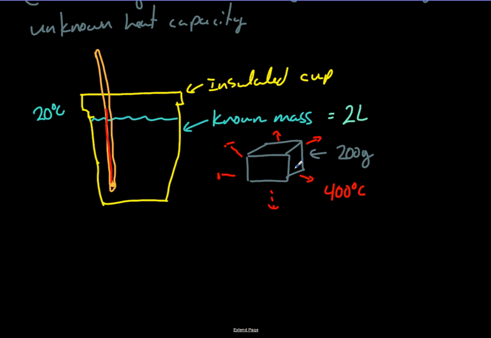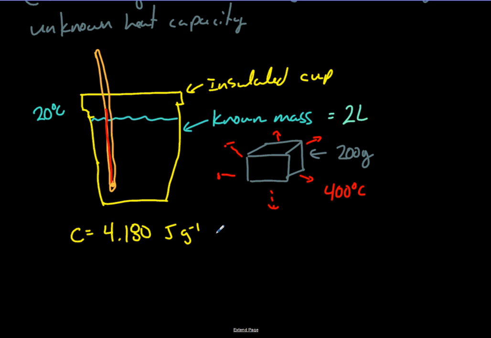Then we would take this metal and plunge it into our calorimeter. The calorimeter is insulated because what we want to have happen is for the heat that's in here to transfer into the water. So we know water has a specific heat capacity C of 180. And we can use 0, it doesn't really matter.